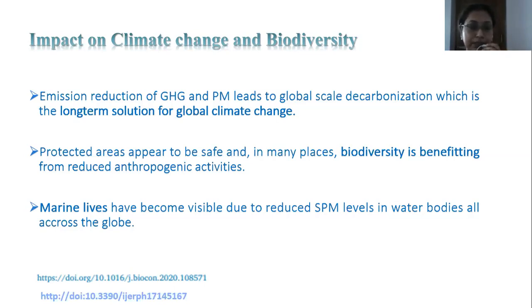Also, the biodiversity has been reported to be improved in many places because of the lockdown. Especially the animals are getting more habitat to breed and more habitat to get their food. So the problem of loss of habitat was temporarily withdrawn for them, so that the biodiversity was much stabilized. And also there are reports of marine life being observable or visible because of the reduced SPM level in the water bodies. So that is also a change in the biodiversity. The marine lives are also secured and they are breeding properly during the lockdown period.